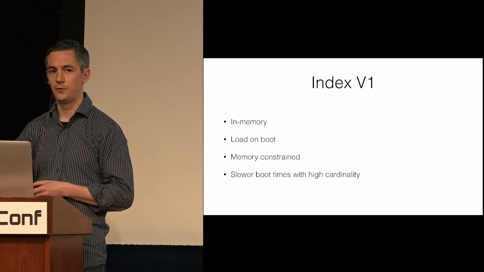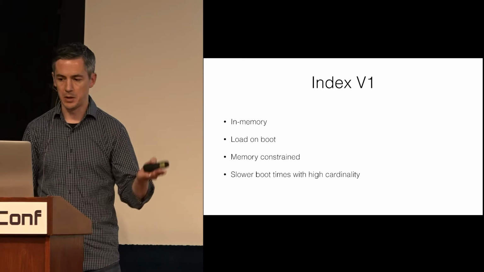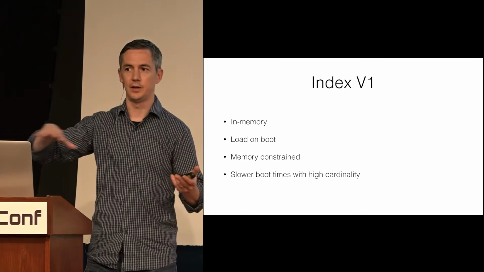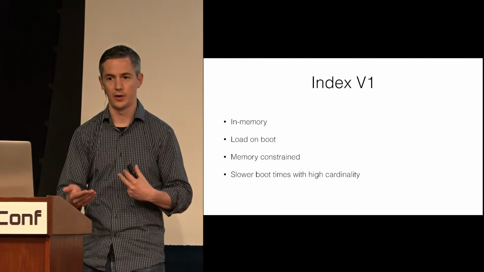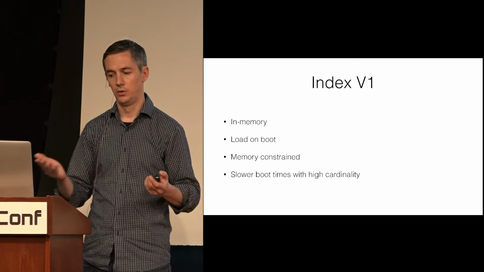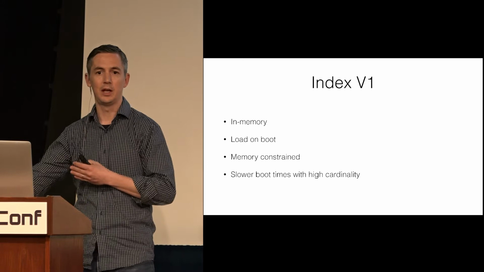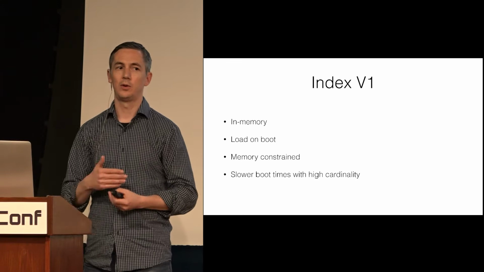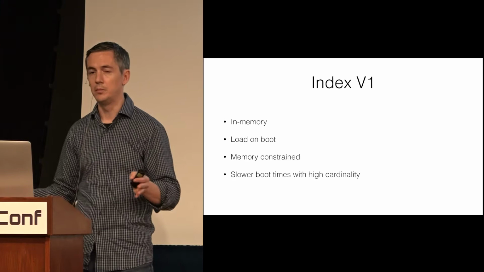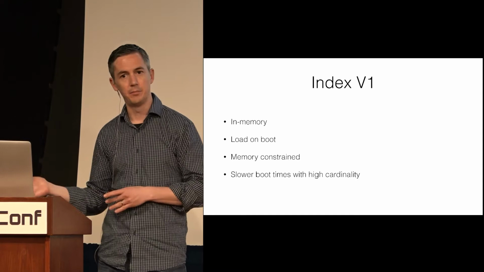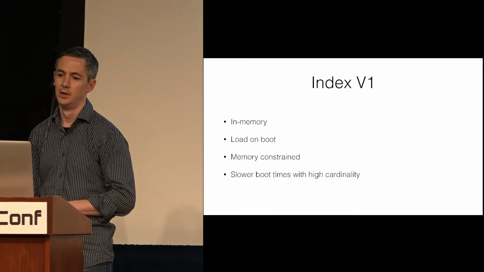So index v1, which is what's in the current release right now, which is 1.2, is in memory. And we load it on boot. So we have all the underlying TSM files. When the database starts up, it looks at those files, looks at the series keys in each of those files, and builds this in-memory index. And what that means is, one, you're obviously memory constrained. You can only have as many unique series in your database as you can actually keep in the in-memory index. But you can also get to a stage where you have slower boot times if you have really high cardinality. So you could have a ton of memory, but on a system where you have a few hundred gigabytes of memory, it takes a long time to boot that up and read that much data into memory.